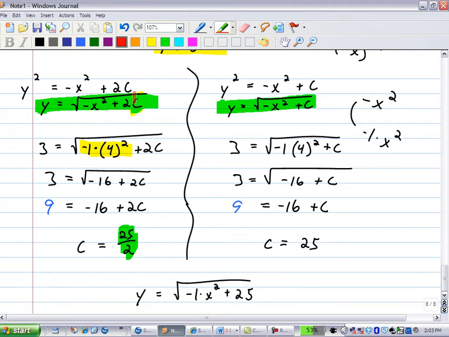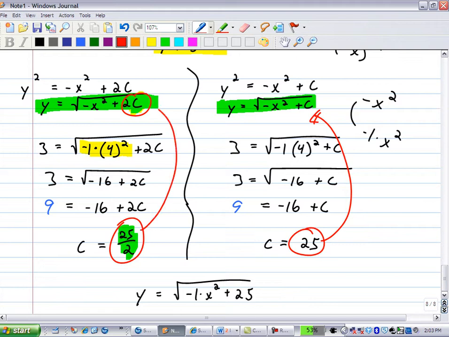If you plug it in right here, or if you plug 25 in right here, either's correct. For me, I'd go with the right-hand model. There's just less to keep track of. But that's why I say, no matter where you are in the process after you anti-differentiate, you can plug in your initial condition and find C. But then, as you solve for Y, be careful.